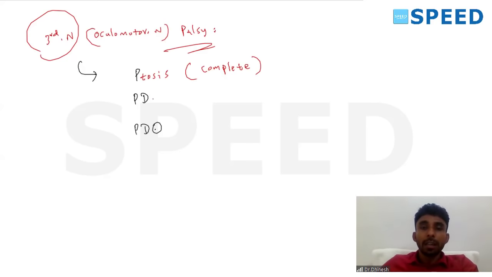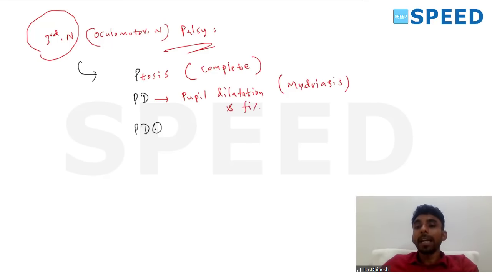What is PD? Yes, PD is representing dilatation of the pupil, that is mydriasis. Pupil dilated and fixed. Pupil will be dilated and fixed. That means what? Fixed pupil means what? Yes, there is no accommodation. Accommodation will be lost. Fine. And what is PDO?